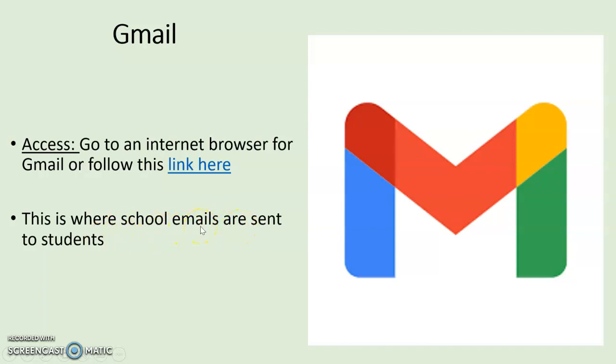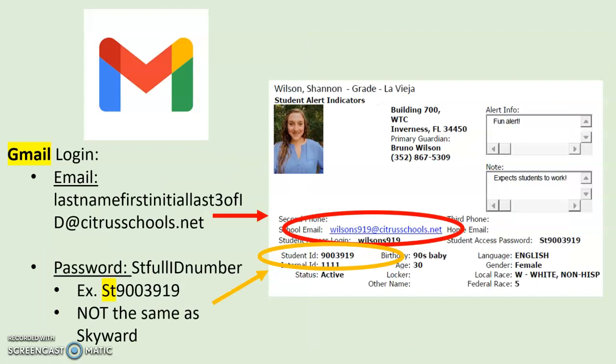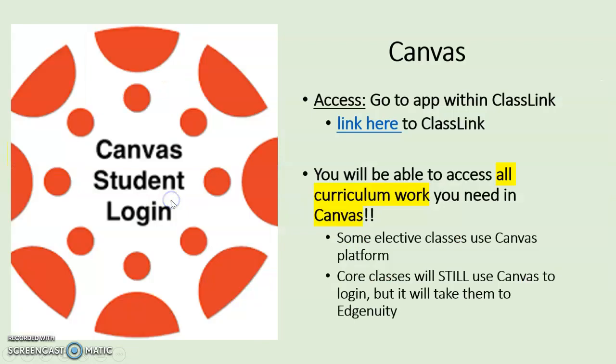Get into the routine of checking it once a day, but soon teachers will only communicate with students through Ingenuity SIS to make it a little easier for them. With your Gmail login, you're going to use the school email in your account with the @citrusschools.net, and your password again is the same as ClassLink, with that capital S, lowercase t, and full ID number.